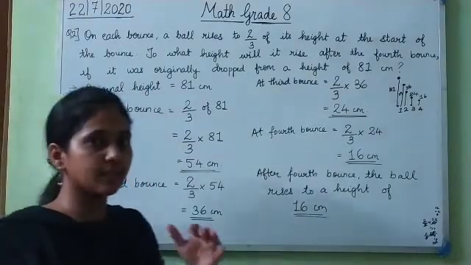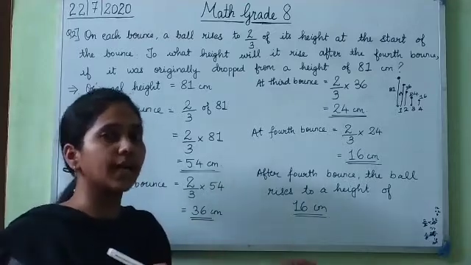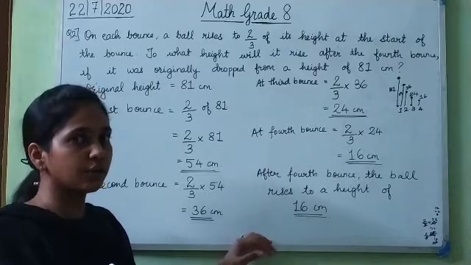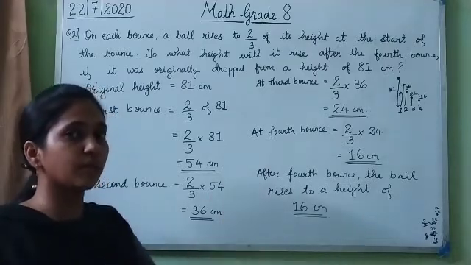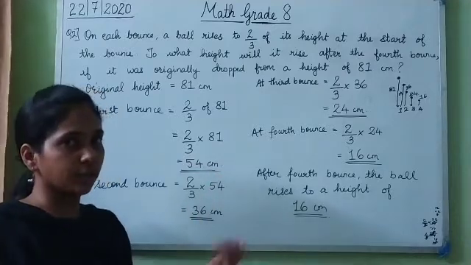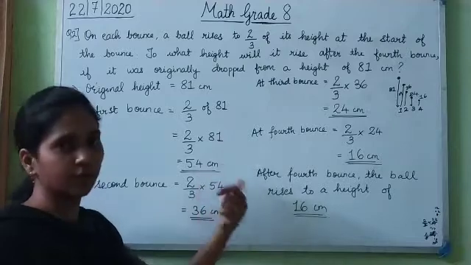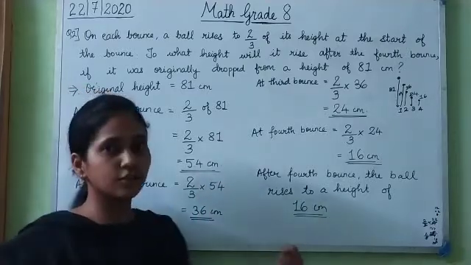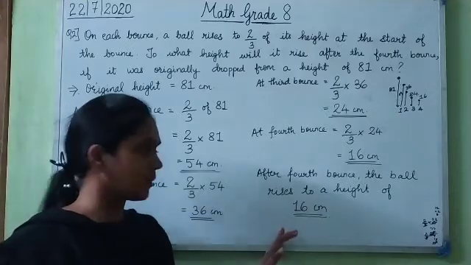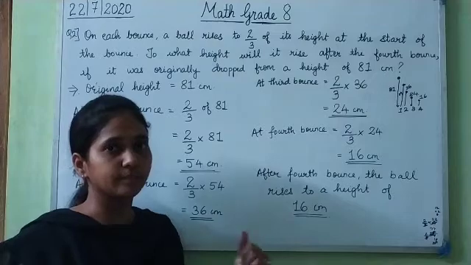Every time the ball rises to a height, then for the next bounce, this height will be its original height. That means the previous height will be the original, and after the next bounce, it will rise to a height which is 2/3 of the previous height. So every time we have to take 2/3 of every height. I hope everyone has understood this sum. I felt this was a little difficult, but I hope everyone has understood now after my explaining it.